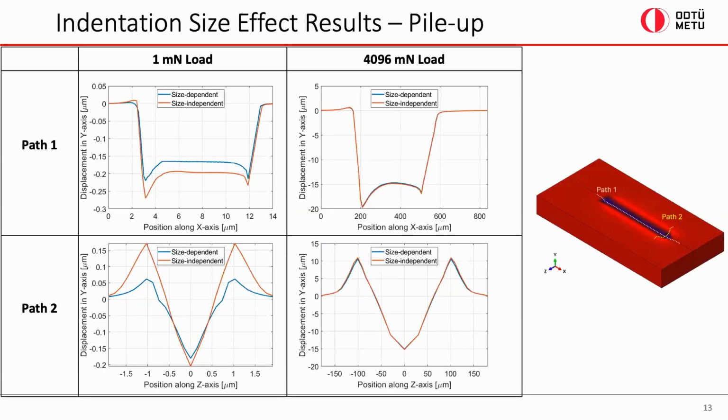When we examine the material pileup, we can see that when we apply low magnitudes of normal load, we can see a large magnitude of difference between size-dependent and independent models here. Whereas when we use a large force, the size-dependent models don't predict a large difference, because the deformation is large enough that we're out of the size-dependent territory.